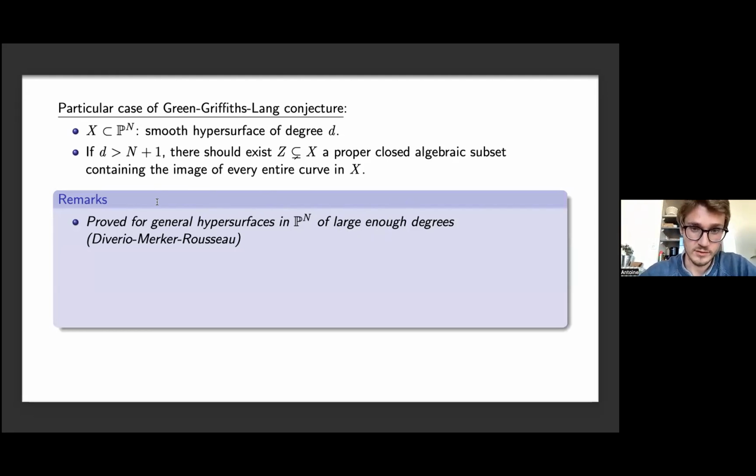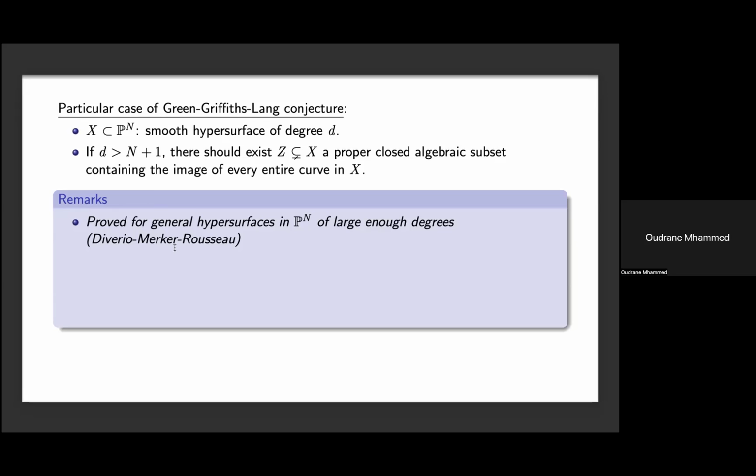In this result, your coefficients are in a Zariski open set, right? Yes, it's a Zariski open set, exactly, of the moduli space of hypersurfaces of fixed degree. Excuse me, Antoine, just one question. By projective manifold, do you mean smooth projective variety? Yes, exactly.